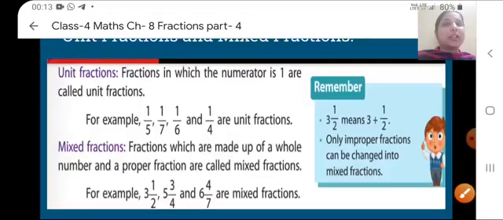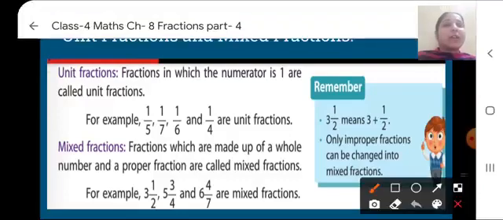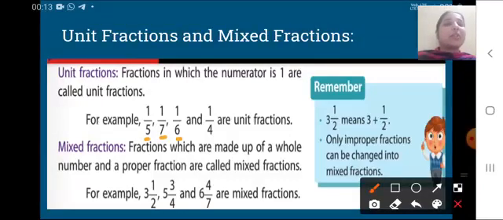Now, unit fractions. What are unit fractions? Fractions in which the numerator is 1 are called unit fractions. Very easy. The word unit itself means 1. For example, you can see here 1 upon 5, 1 upon 7, 1 upon 6, 1 upon 4. So many examples. 1 upon 13, 1 upon 14, 1 upon 21. So fractions where the numerator is 1 are called unit fractions.